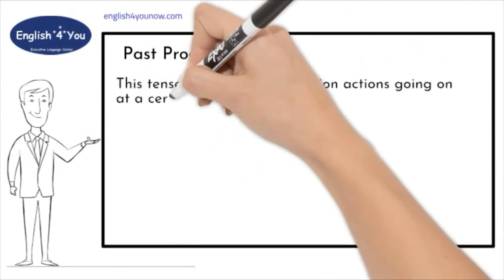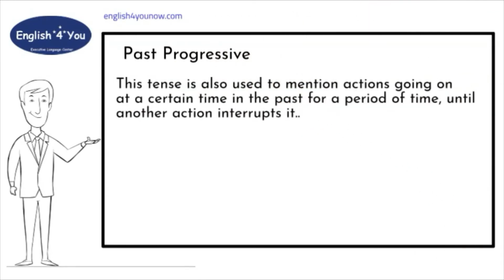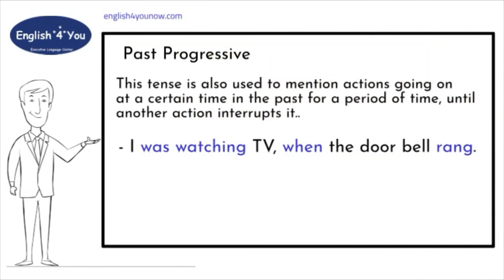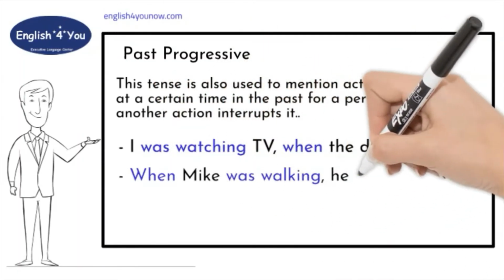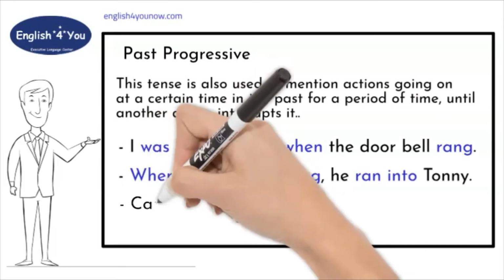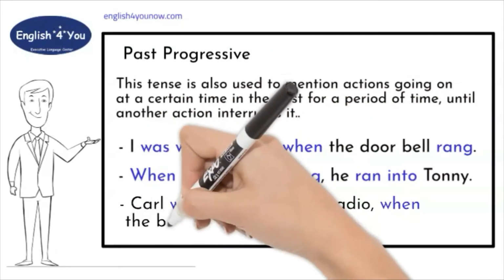Finally, this tense is also used to mention ongoing actions that are interrupted by another action in the past. For example, I was watching TV when the doorbell rang. When Mike was walking, he ran into Tony. Carl was listening to the radio when the bus arrived.